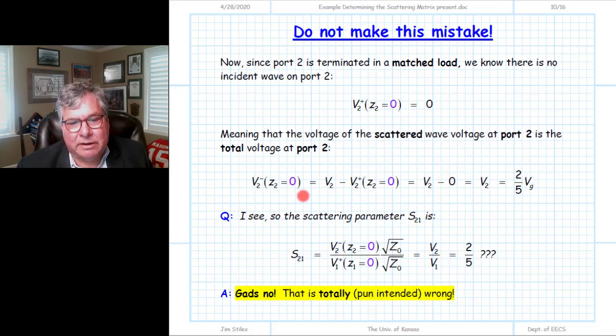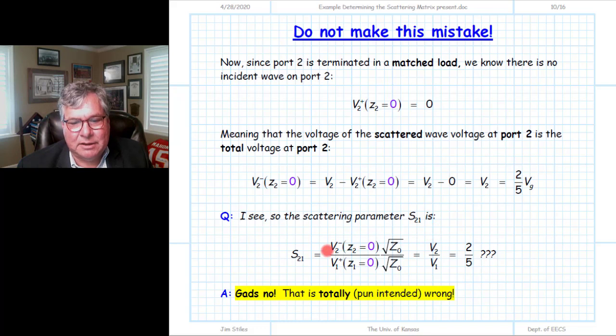And so we find that our scattered wave voltage, when evaluated at the port plane of port 2, is simply, again, 0.4 Vg. Now, how do we take that and determine our first scattering parameter of S21? We know that the minus wave voltage is equal to the total voltage at port 2. Now, here's where students go wrong oftentimes.